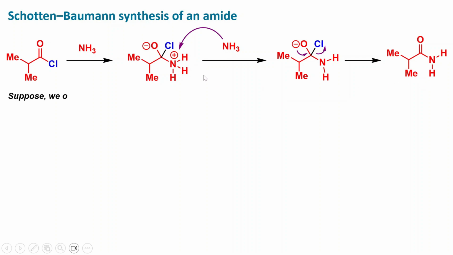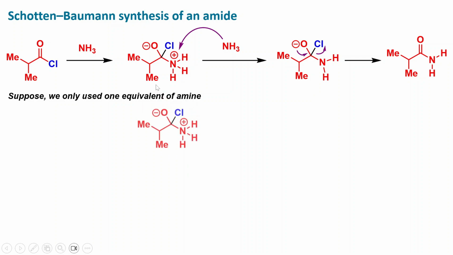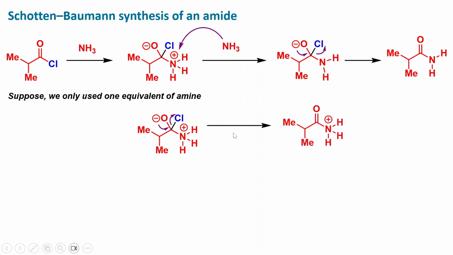Suppose you are not using two equivalents of amine. So what will happen if we are only using one equivalent of amine? So we will generate the first intermediate like this, right? The same intermediate we have here, right? And this can come down. And now we will leave this chlorine from here because we don't have anything to abstract this hydrogen, right? So once this happens, what you will generate is this intermediate here.